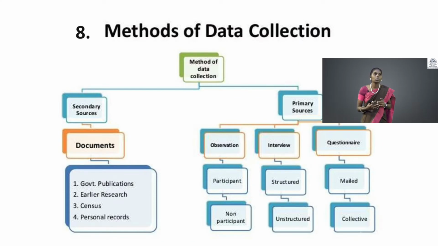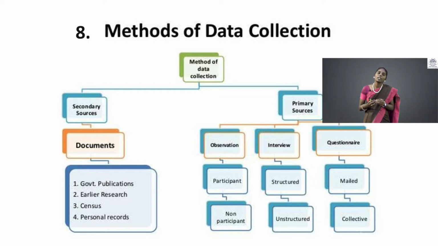Next we will get into the next step in the research process, which is methods of data collection. Once the sampling design is done, we have to collect the data for our study. There are various methods available to collect data. There are two sources available for collecting the data: secondary sources and primary sources. As we have already looked into these sources in our earlier sessions, I will touch upon them briefly here.